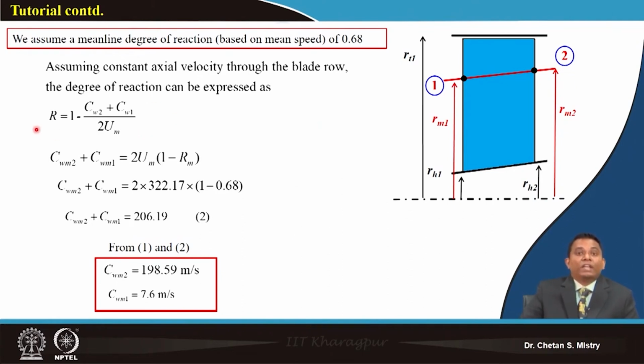What we know is that we correlate our degree of reaction in terms of the whirl components at the entry and exit and the mean peripheral speed. That gives us an equation in the form of Cw1 and Cw2. Now we have two equations. One is from our aerodynamic and thermodynamic work comparison, and the second is based on our degree of reaction correlation. That gives me the Cw1 and Cw2 distribution at the mid span. Okay, so this is what we need to learn and understand.